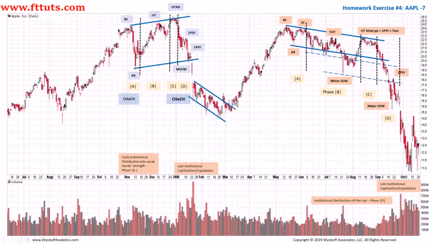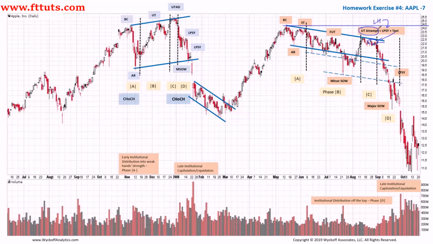All right, so this one was somewhat easy. A lot of you guys just kind of nailed it everywhere. I like that a lot of you put phase C right here. Again, we are talking about an attempt to upthrust. And just because it creates a lower high, that's why we label this as a last point of supply and a couple of tests into the supply.